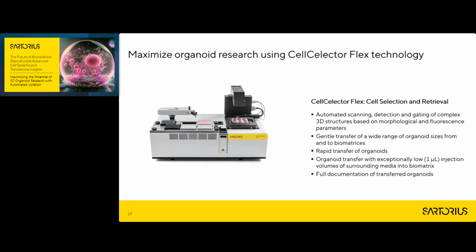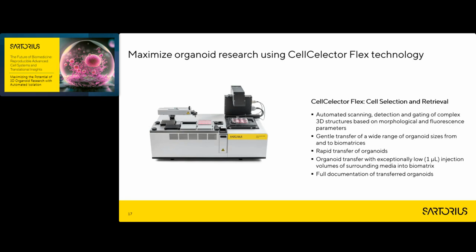Now I would like to summarize the benefits of using Cell Selector Flex for organoid isolation. Cell Selector Flex allows to automatically scan, detect, and gate complex 3D structures based on their morphological and fluorescence parameters, which is essential for high throughput experiments. Without such capabilities, we would not be able to increase the throughput.